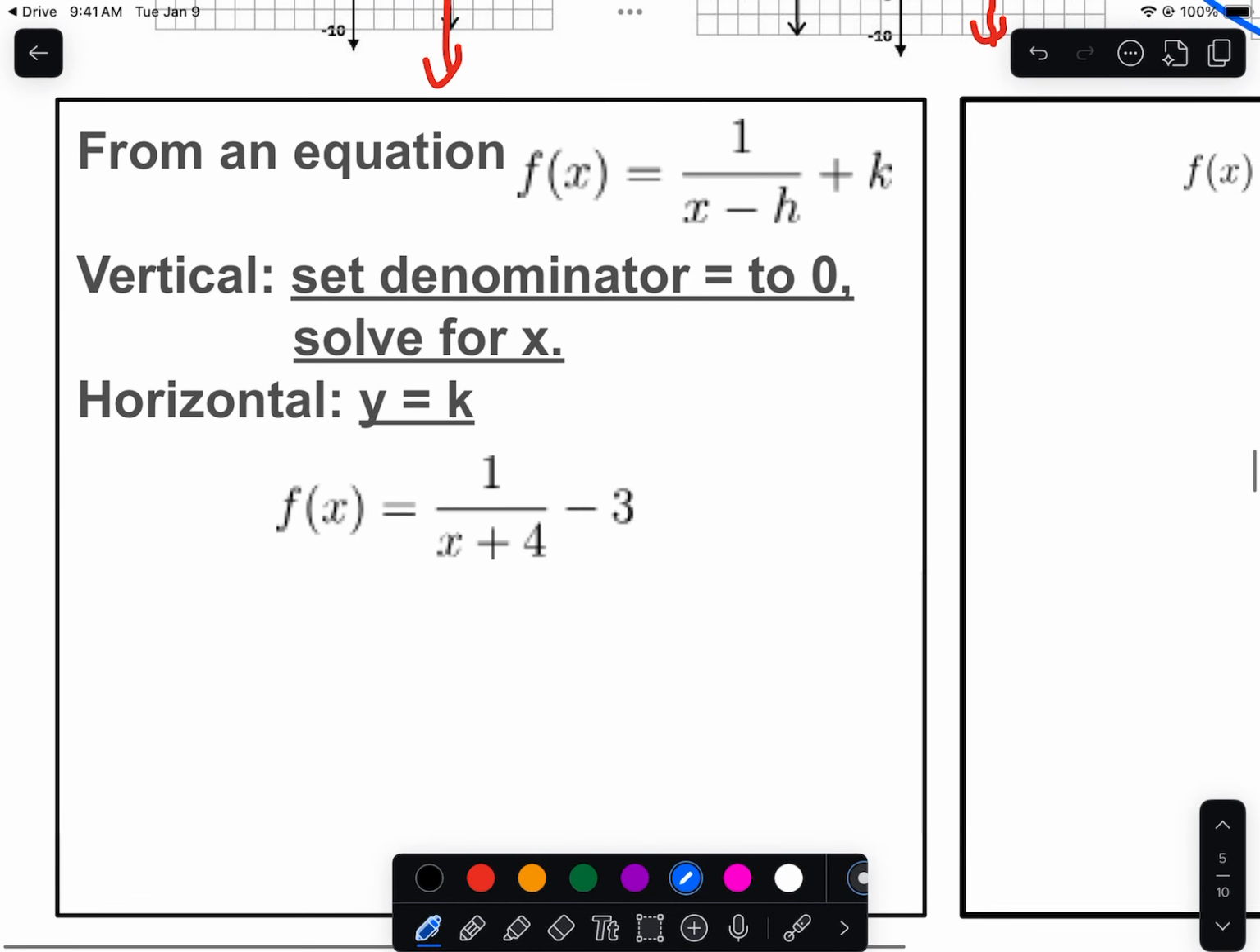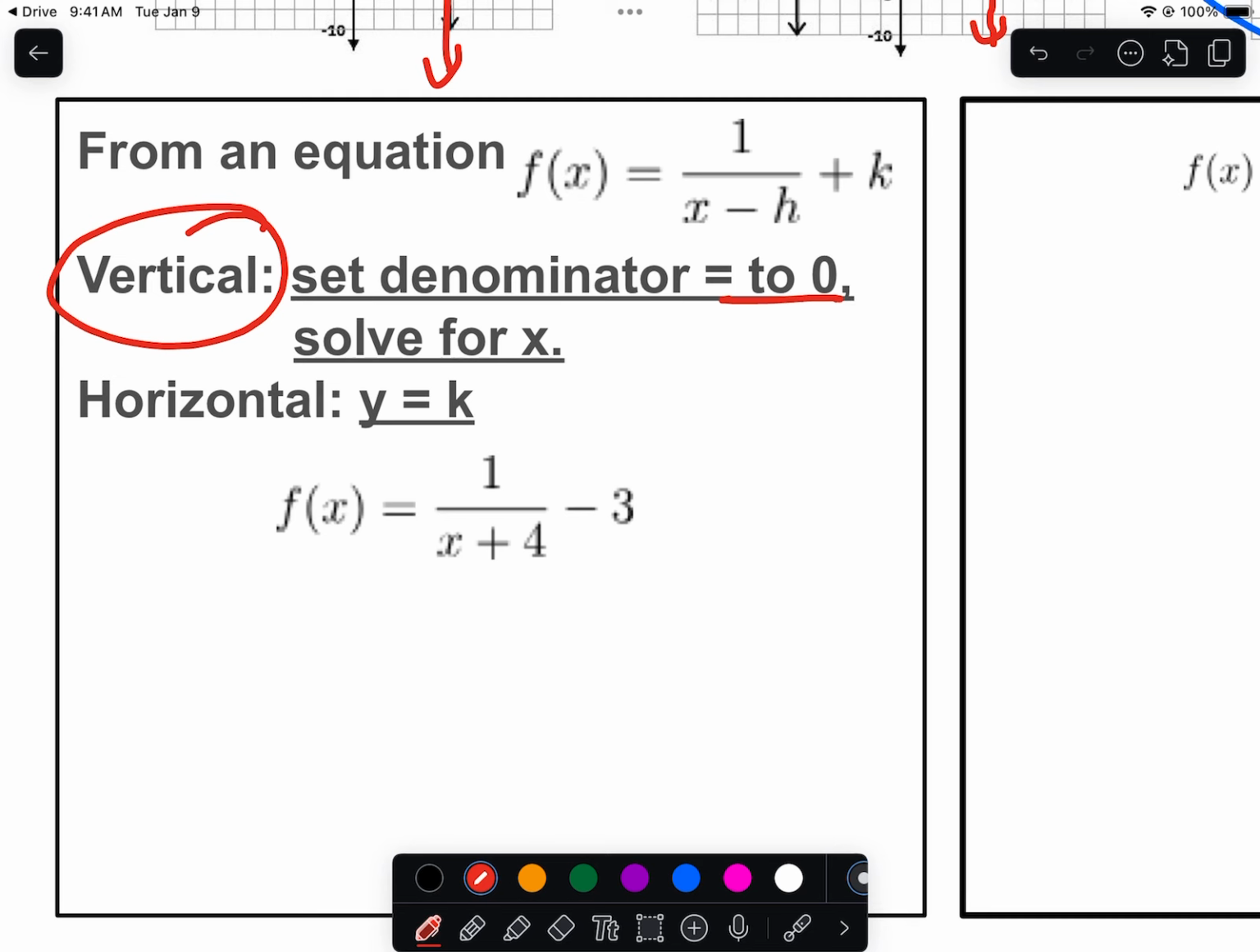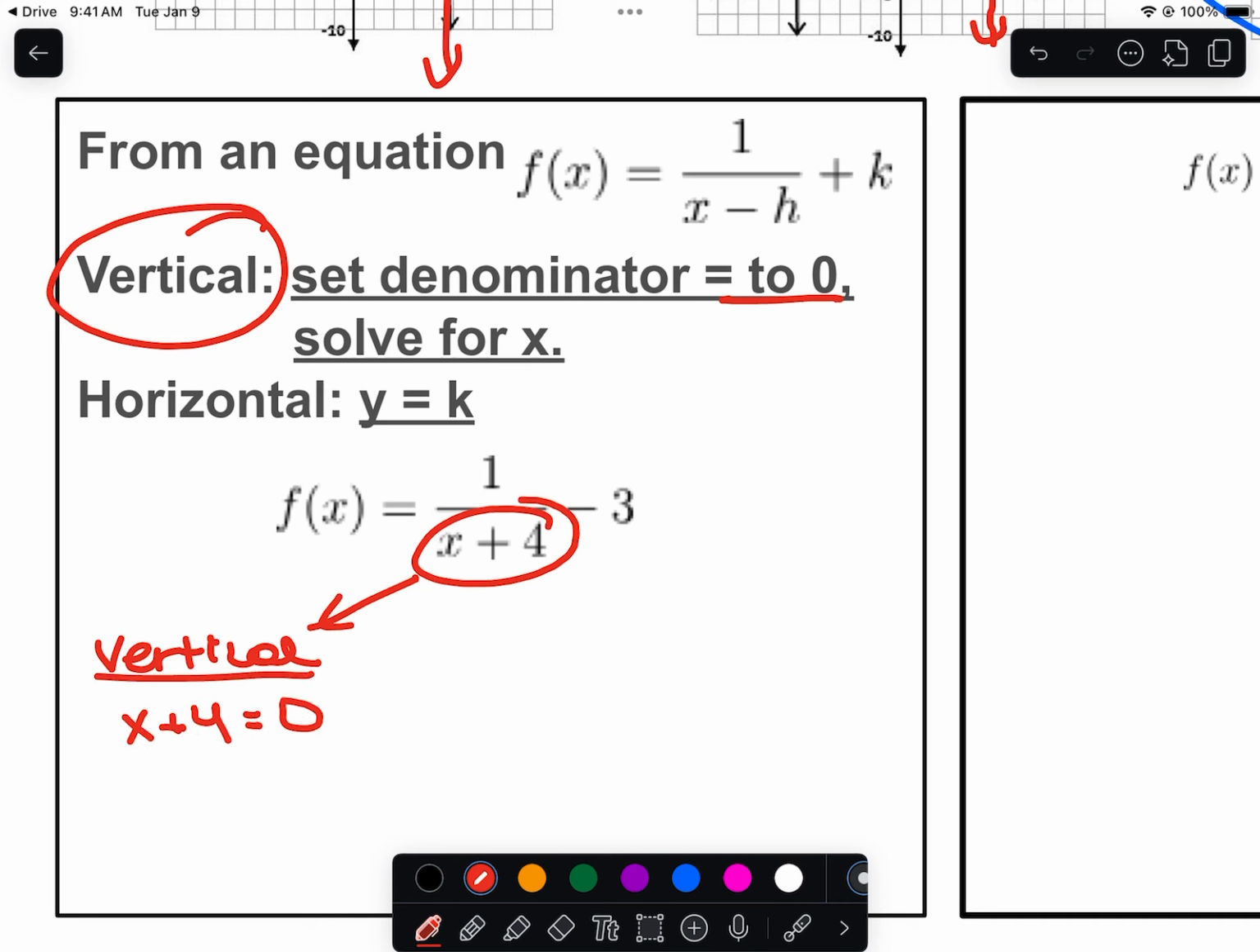All right. So now, there's a couple other ways. You can do it from an equation. If you are advanced, you do need to watch this part. If you are comprehensive, you can watch maybe if you want to, but it's not necessary. So here, from an equation, to find your vertical asymptote, you set the denominator equal to 0. So that's just a fancy way to say the bottom. So vertical asymptote is going to be like this. Vertical x plus 4 equals 0. X equals negative 4. Horizontal is going to be just your k value, so y equal to negative 3.